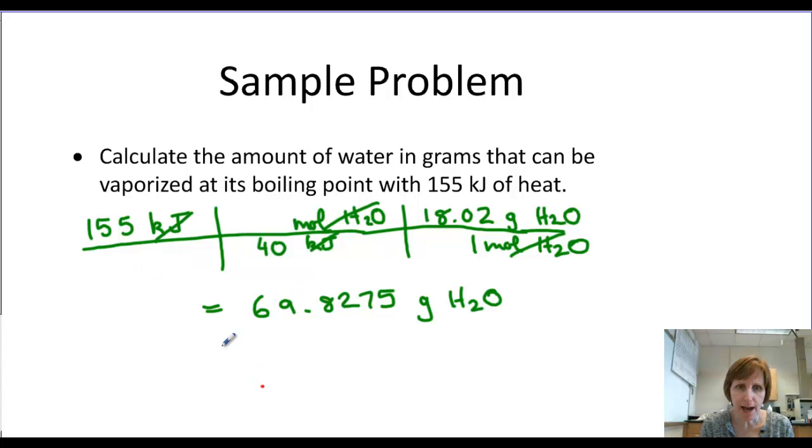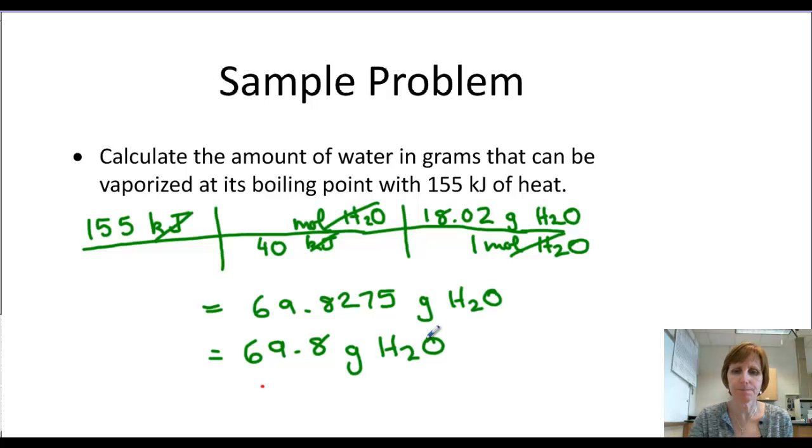Now notice that we used the 40 kilojoules, the other, all of those are constants other than our given value, so let's go to 3 sig figs. We'll have 69.8 grams of water. Okay, I want you to try the Mastering Chemistry now. Good luck.